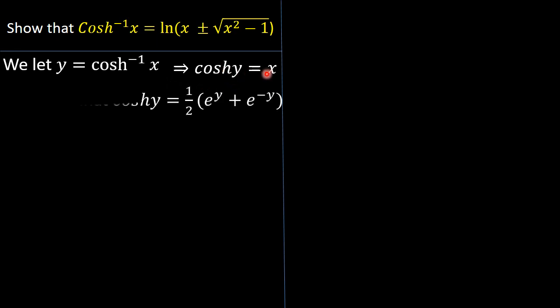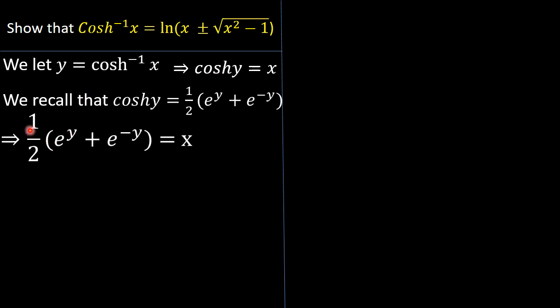Great. And guys, we should recall that cosh y from definition is given as 1/2 into e raised to the power y plus e raised to the power negative y. This is the definition of the hyperbolic cosine of y. Now if we proceed, we are simply going to have 1/2 e raised to the power y plus e raised to the power negative y equal to x. Keep in mind that we recalled that cosh y was the same as 1/2 into this, but cosh y was equal to x. That therefore means that everything here has to be equal to x.